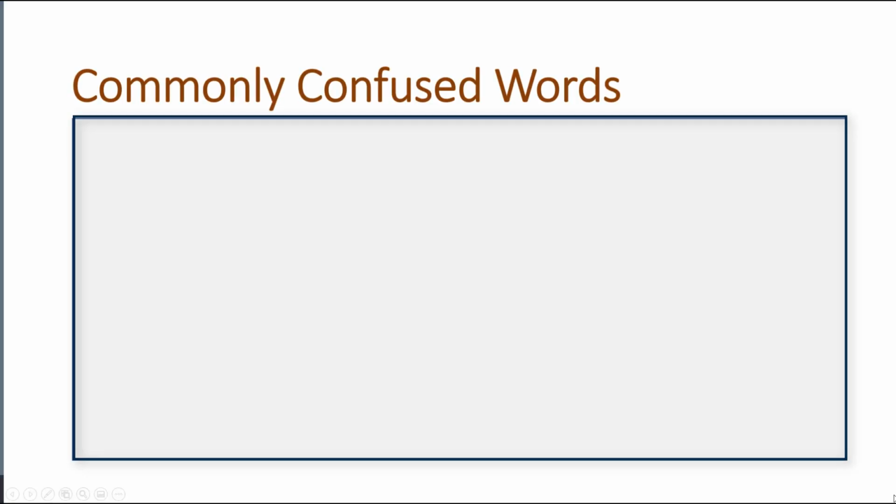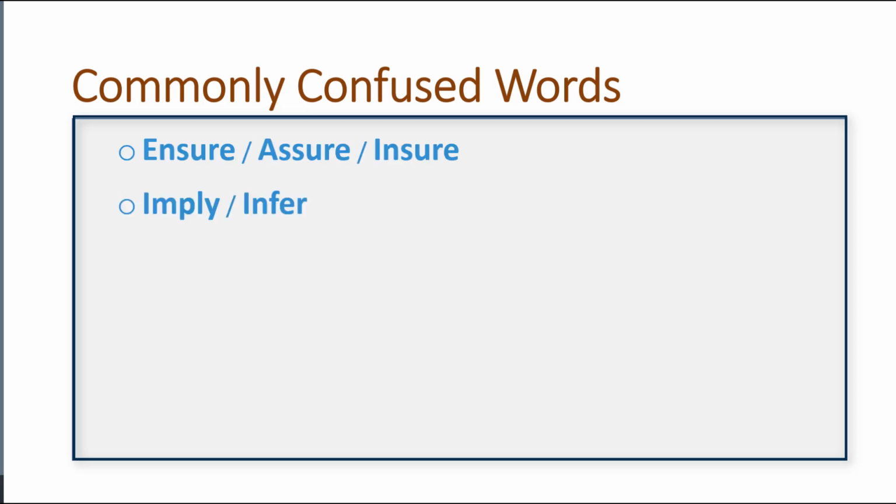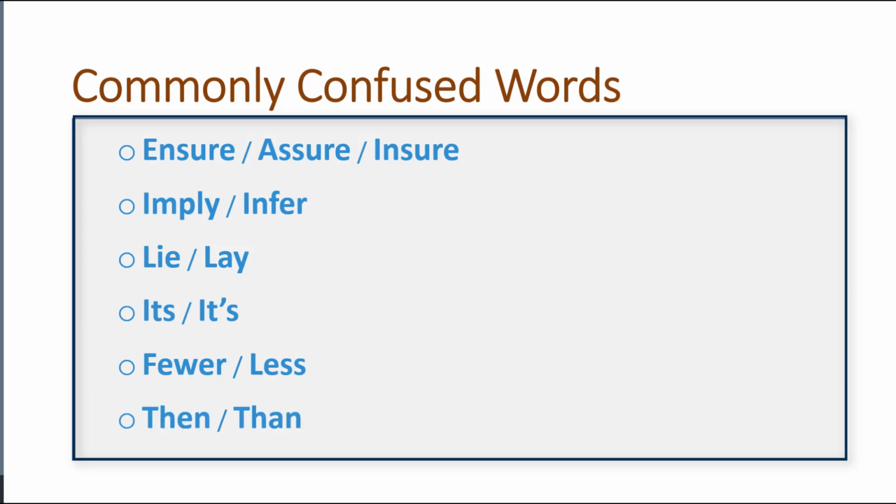We're going to end this turbo tutorial by looking at a few commonly confused words. Words we might use when writing the types of documents we write here at Lonza. Some of these commonly confused words include ensure, assure, and insure, imply and infer, lie and lay, it's and its, fewer and less, and then.